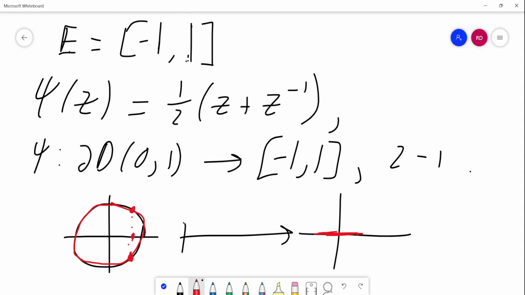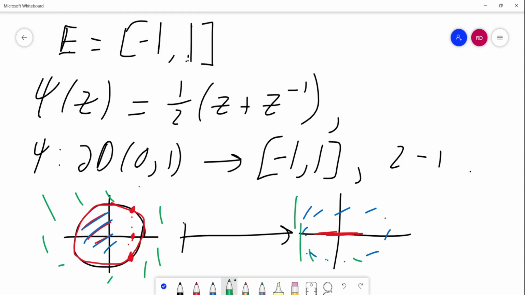What about the rest of it? Well, the inside of the disk maps to everything else. And so does the outside of the disk. So it's 2-to-1 onto everything. I guess the only exception is 1 and -1. This is the only point that goes to 1, and this is the only point that goes to -1. But other than that, every point gets hit twice.